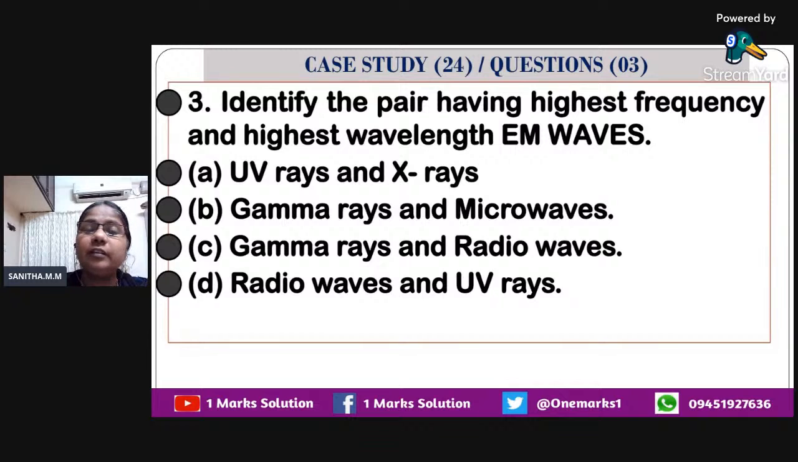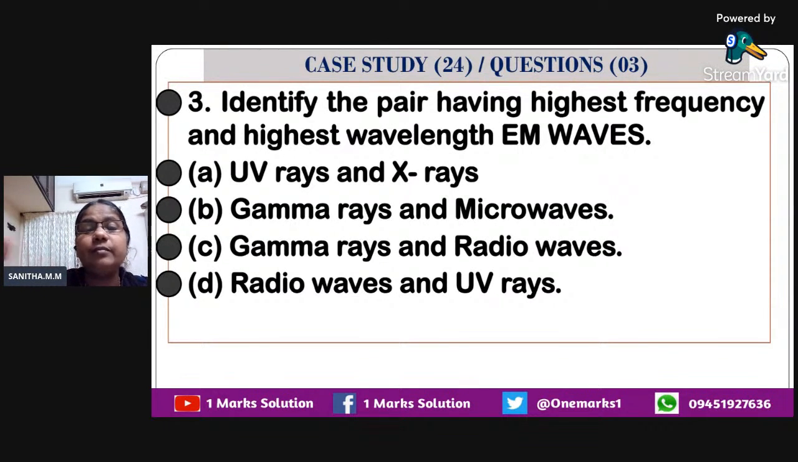Now let us move on to the third question. Identify the pair having the highest frequency and the highest wavelength of electromagnetic waves. You will get it very clearly from here if you are going through the electromagnetic spectrum. So we'll just read the options. UV rays, X-rays, gamma rays, and microwaves. Gamma rays and radio waves.